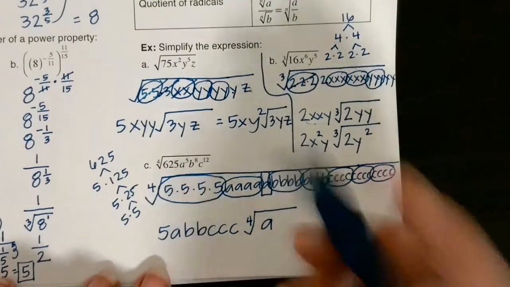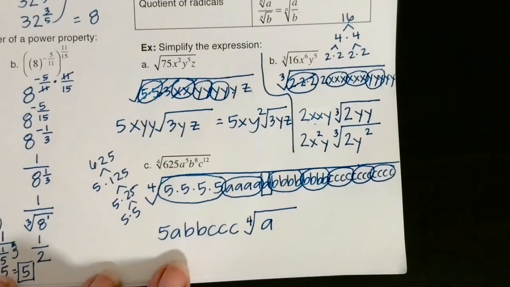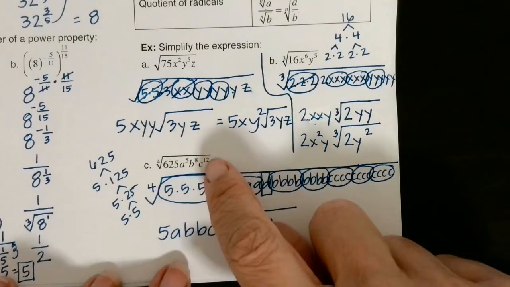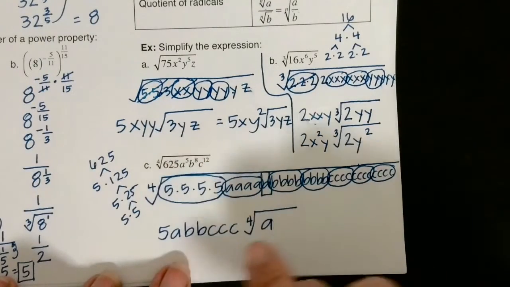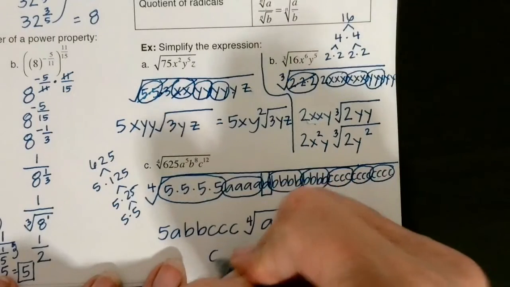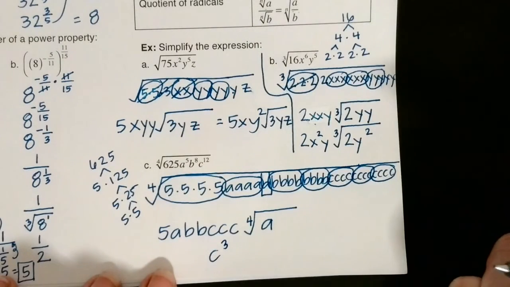And then we're just going to clean this up. Now, before I clean it up, I just want to point something out. What was the power here? 12. What's 12 divided by 4? Oh, my goodness, that's c cubed, which is exactly what I have.